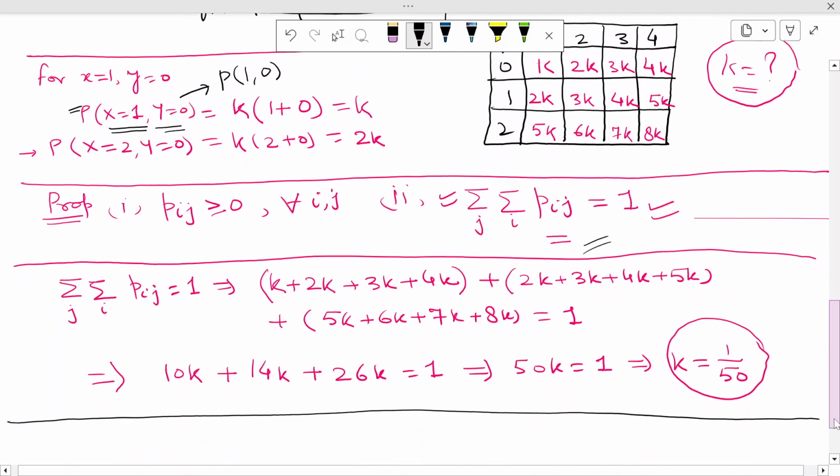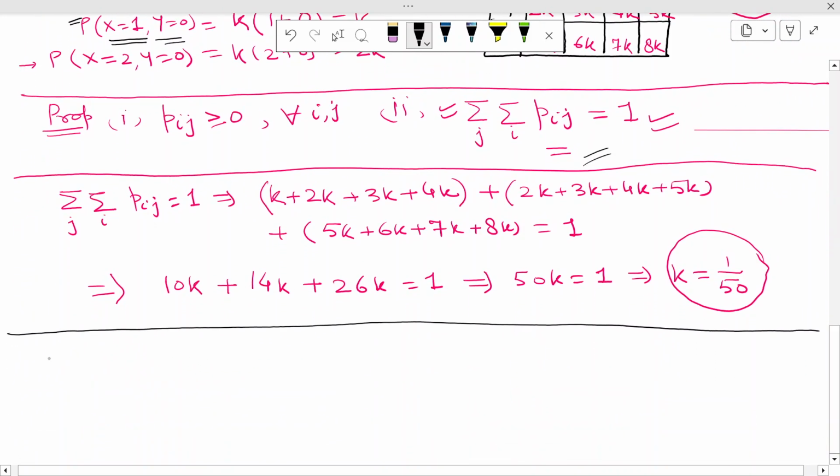Now you may get the probability for a single value of any of the variables, and that is known as the marginal probability distribution, or you can simply say the marginal probability.